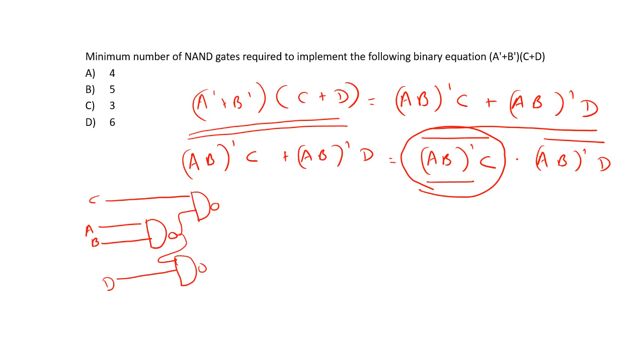We will be getting this whole expression. And then, using one more NAND gate, assume this as input x and this as input y, we are writing it as xy the whole bar. That is, we are again using one more NAND gate with these two outputs as the input. So ultimately we'll get this NAND gate and the answer is 4.